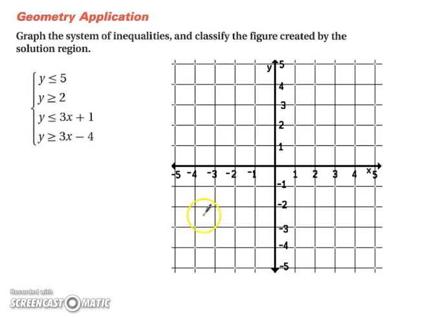Alright, let's look at a geometry application. Graph the system of inequalities and then classify the figure that you created by the shaded region, or the solution region. So take a moment and graph each of these equations. When you return to the video, you will see a graph for each one of these.